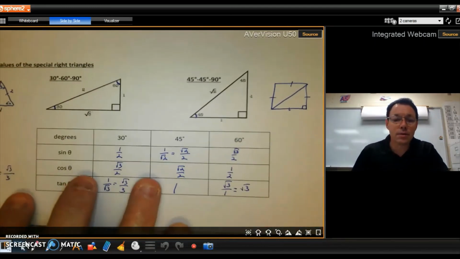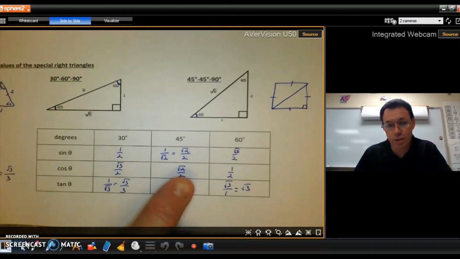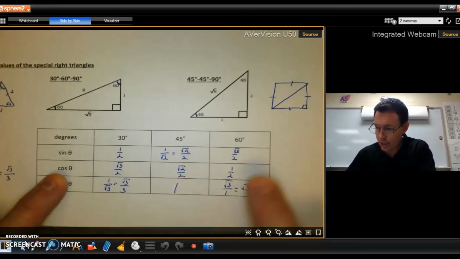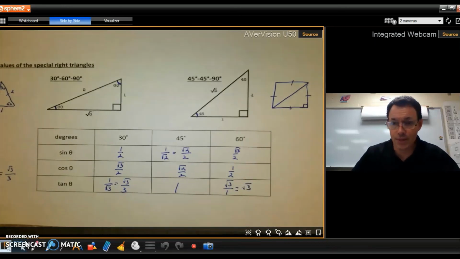Now, there is a section on your homework where I am literally asking you things like, what is the sine of 60? What is the tangent of 30? Whatever. Okay? If I ask you, what is the cosine of 60 degrees? What I'm wanting you to do is, do not touch your calculator. I want you to go to this chart, and I want you to say, cosine of 60 is 1/2. I want you to write 1/2 down. That's it.